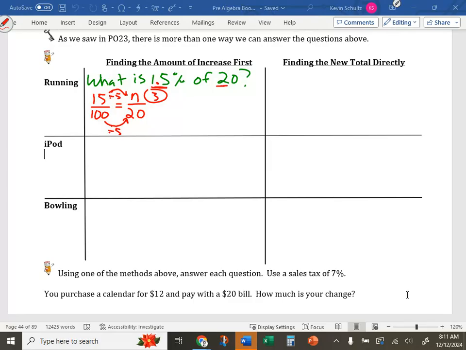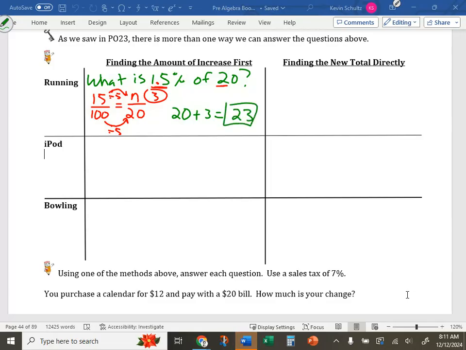Okay? So either way you slice it, 15% of 20 equals 3. And this is the amount of the increase. Remember, with this method, we're finding the amount of the increase first. So if we're increasing our 20 miles by 3, how many miles are we going to be running next week? 23. And that would be the answer.